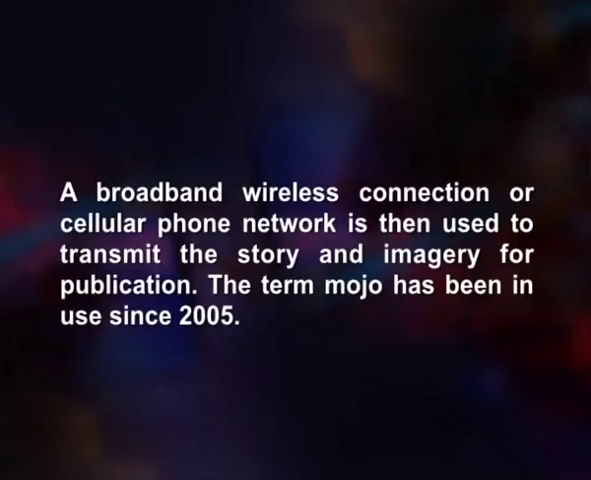Mobile journalism. Mobile journalism is an emerging form of new media storytelling where reporters use portable electronic devices with network connectivity to gather, edit and distribute news from their community. Such reporters are sometimes known as mojos. These are staff or freelance journalists who may use digital cameras and camcorders, laptop PCs, smartphones or tablet devices. A broadband wireless connection or cellular phone network is then used to transmit the story and imagery for publication. The term mojo has been in use since 2005.